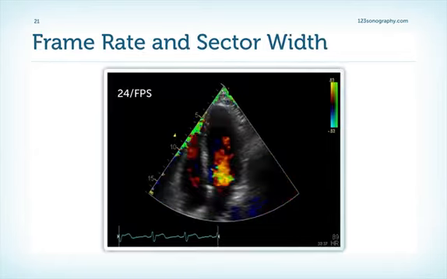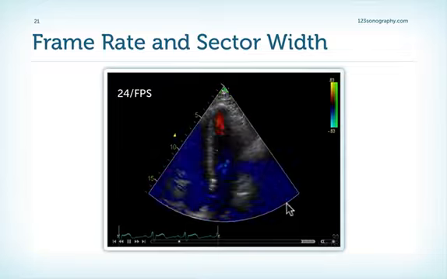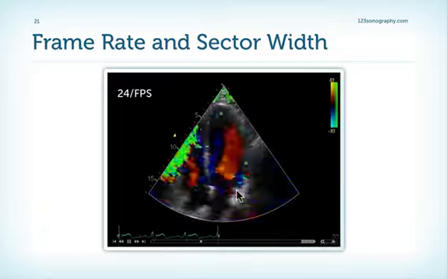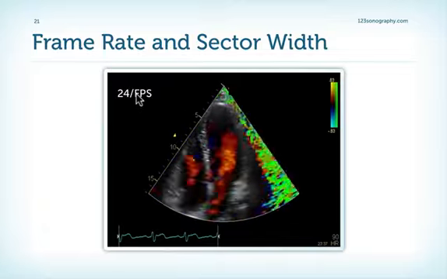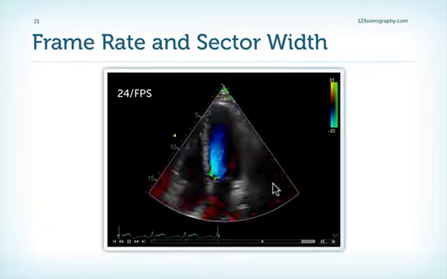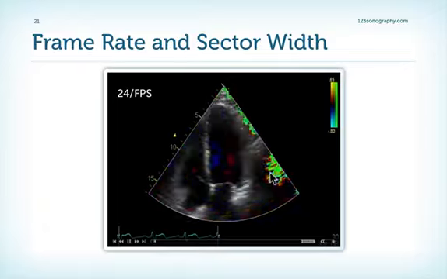Let me show you an example. In this image loop, we placed the color region of interest over the entire 2D image. Now, we're not only getting a very low frame rate of only 24 frames per second, we're even looking at regions where we can't expect any blood to flow, the tissue, so we have artifacts there.